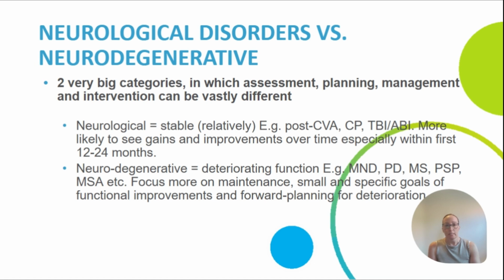The first thing to consider with any neurological referral is this: is the disorder stable or is it neurodegenerative? These are two vastly different categories. Stable neurological disorders, like a past stroke, cerebral palsy, or a traumatic brain injury, are relatively steady over time, and our focus with these referrals is on seeing gains and improvements, especially within the first 2 years of diagnosis, which is the window of greatest plasticity.